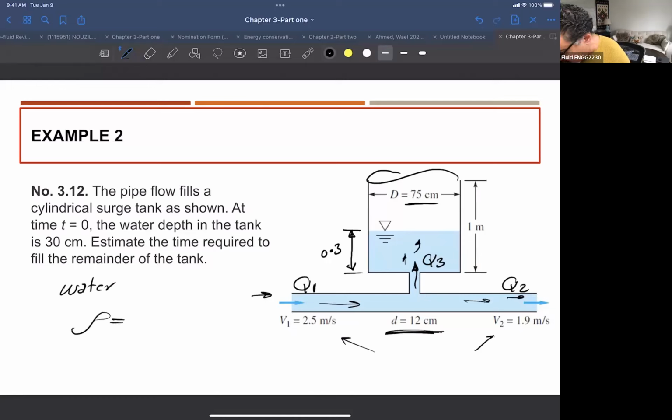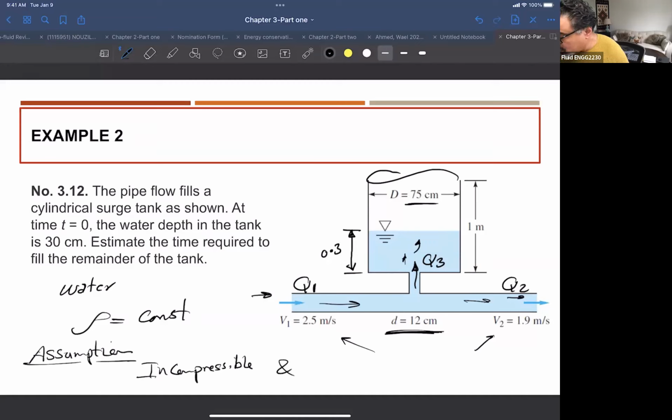So water, that means density is constant, right? That means I have an incompressible fluid, of course. And also, one of the assumptions we have to make here, of course, is that this is incompressible for water. What other assumption can we make here?